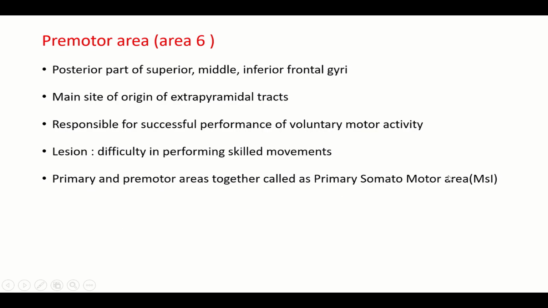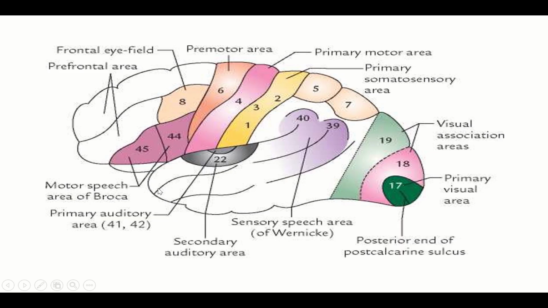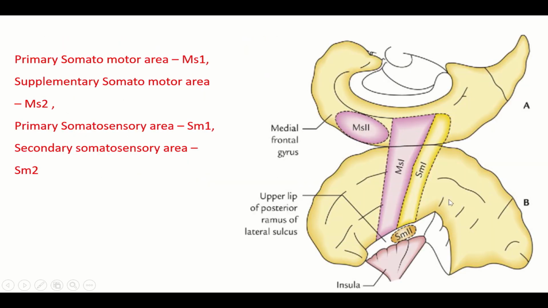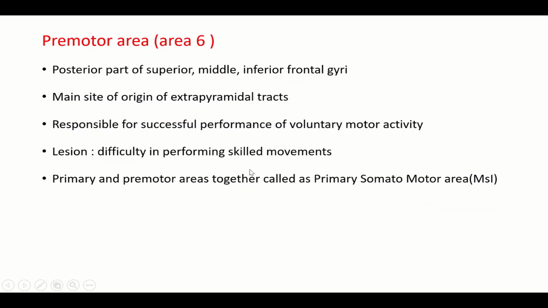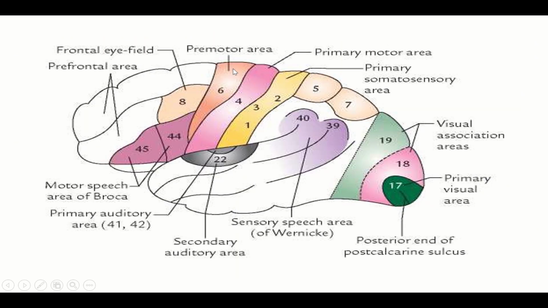Together they are called the primary somatomotor area, MS1. You can see here, the primary motor area along with the premotor area together we call MS1. Here you can see the supplementary motor area, MS2, which is located in the medial frontal gyrus. So the premotor area is done. So this is the premotor area.